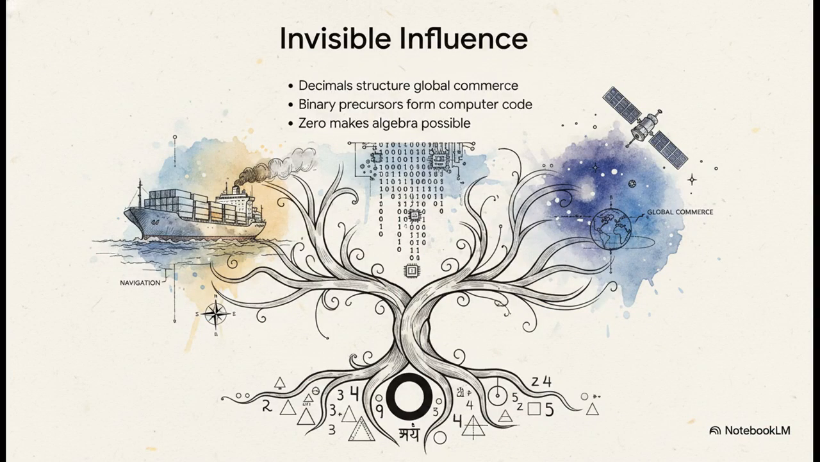What you should really take away from this explainer is that these ancient thinkers didn't just invent abstract math for the fun of it. They literally laid the groundwork for our modern reality. Their decimals give structure to global commerce. Their early binary concepts form the basis of all computer code. Their concept of 0 makes modern physics and algebra possible. And their trigonometry? It enables everything from navigating the globe to exploring deep space.